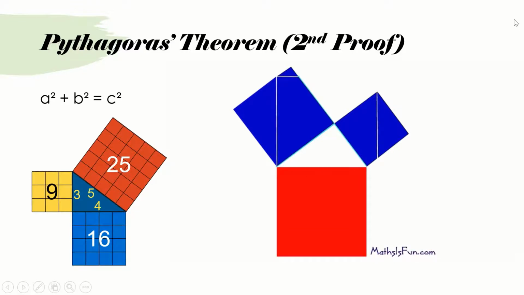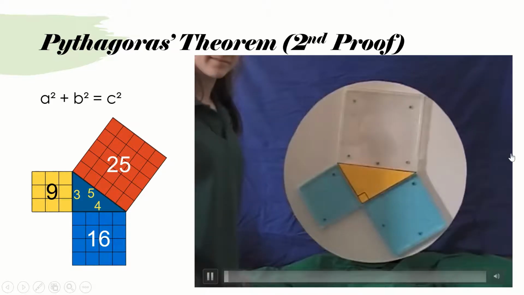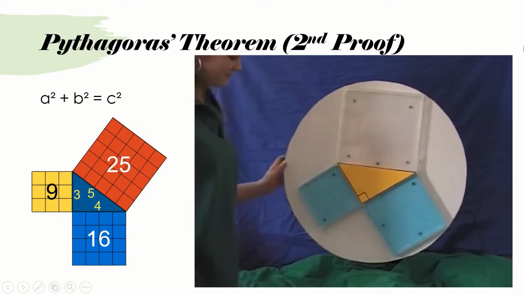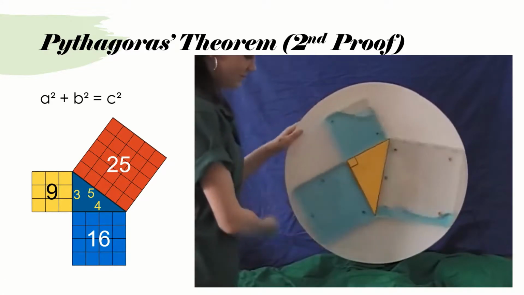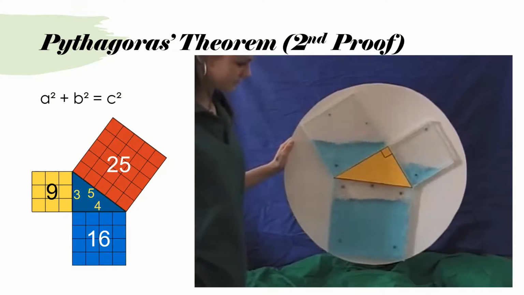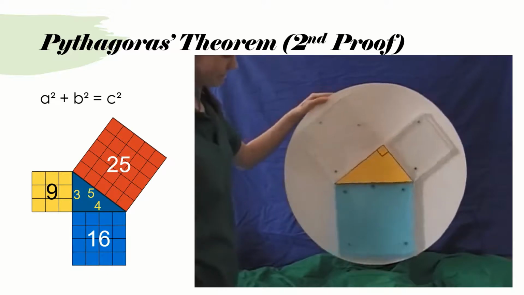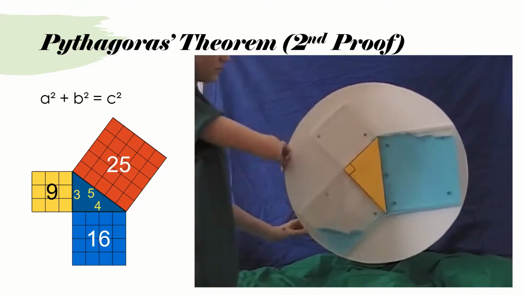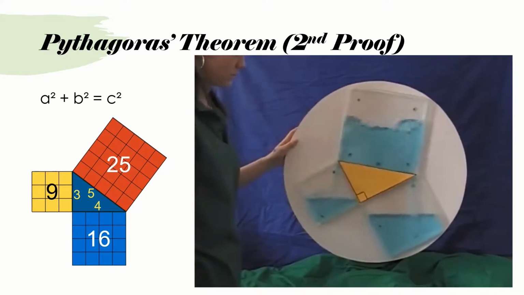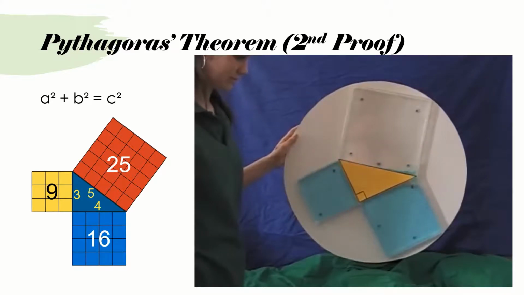Okay, what if you don't want to use technology? You want to do an experiment. Okay, the other way is, I'll show you another video. Okay, we can see that the liquid in the two small squares, when you flip it over, will fill up exactly the bigger square. If you flip it back, the liquid in the bigger square will fill the two smaller squares exactly.